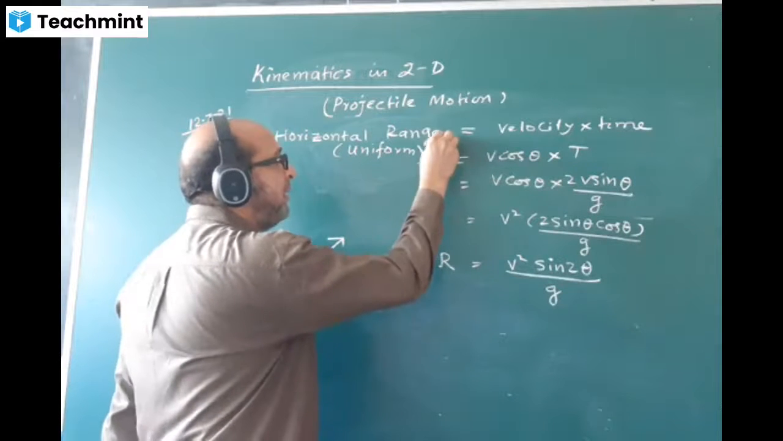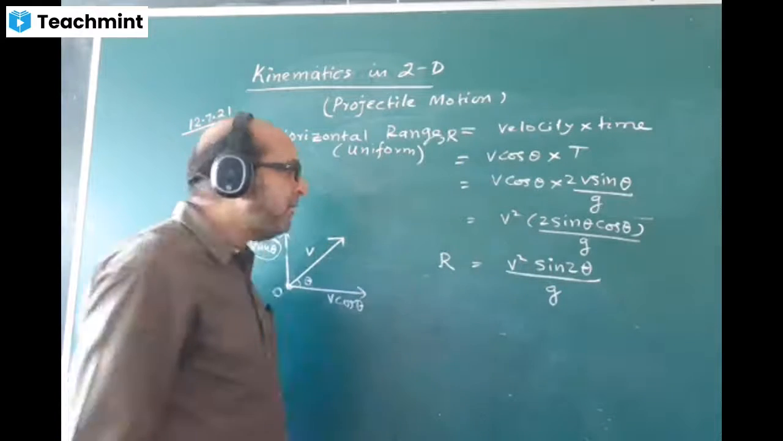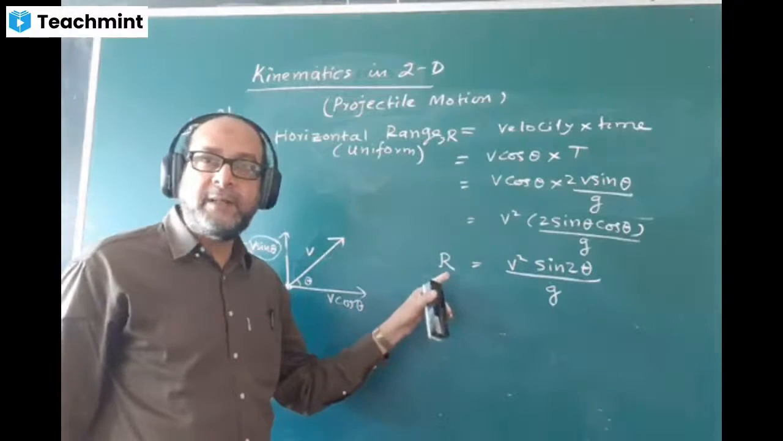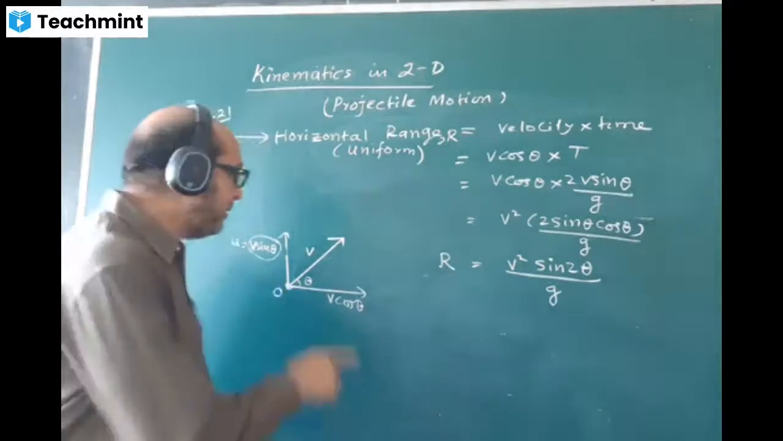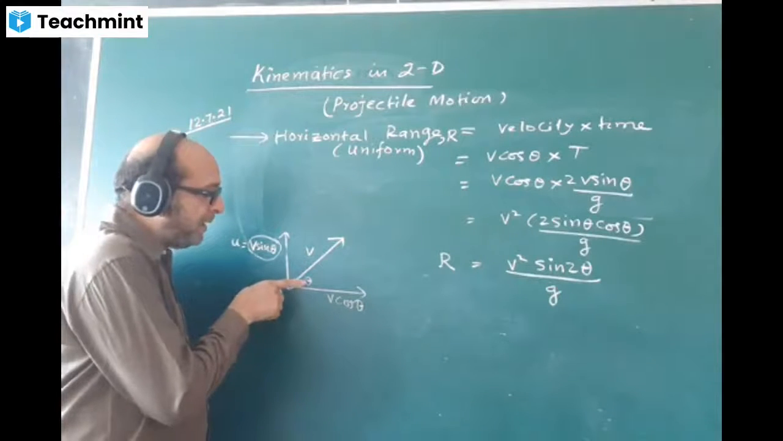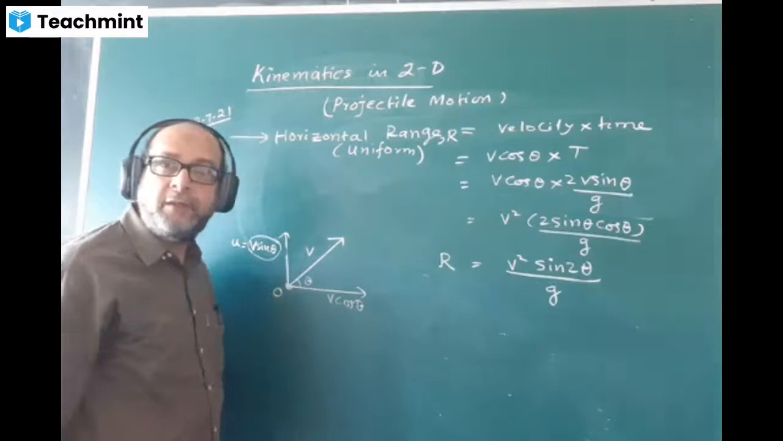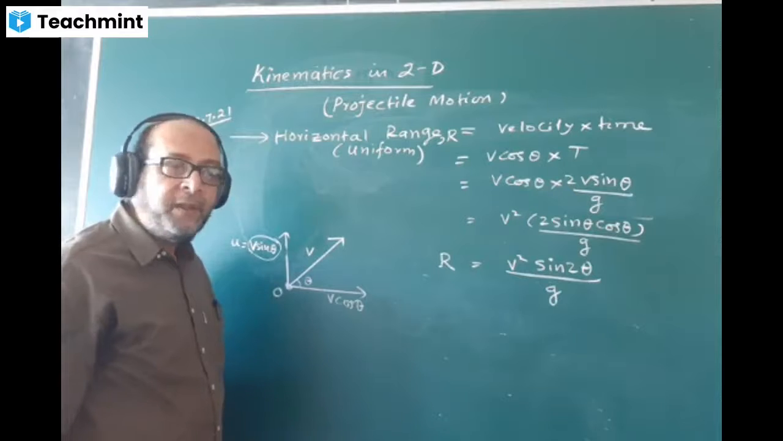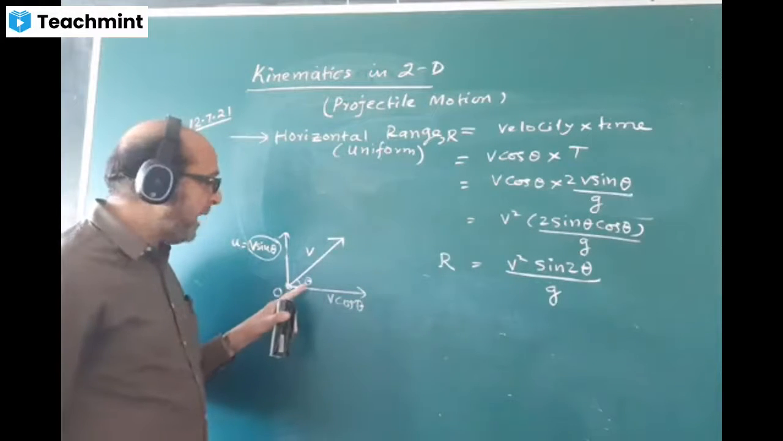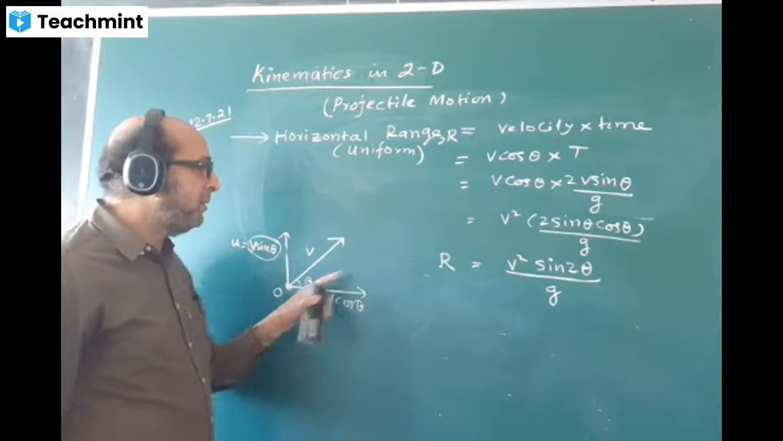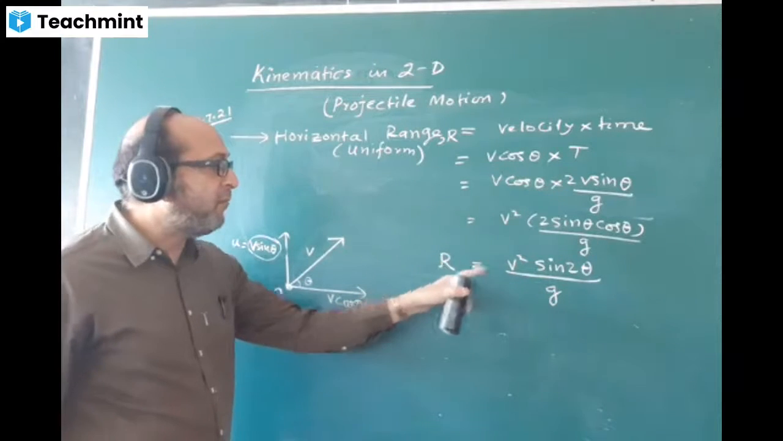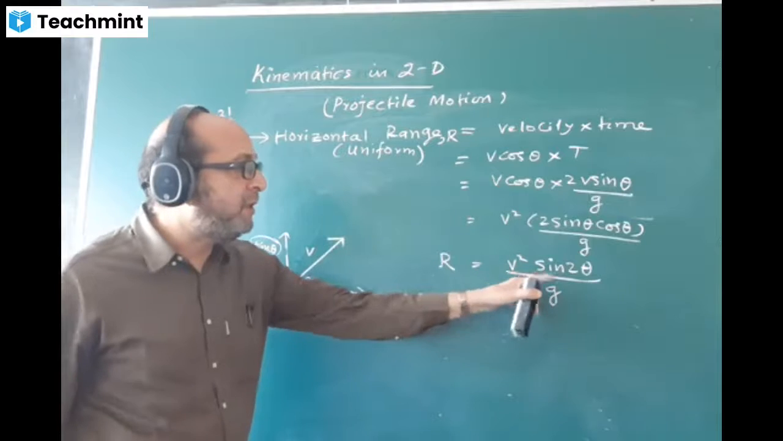Horizontal range is denoted by R. That is, this much will be the horizontal distance covered by the body when it is thrown from ground level, making some angle theta with the horizontal. The horizontal distance covered by the body will be given by the R formula: V square sin 2 theta by g.